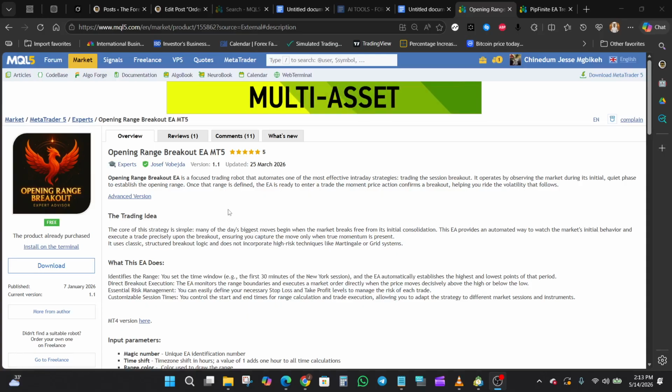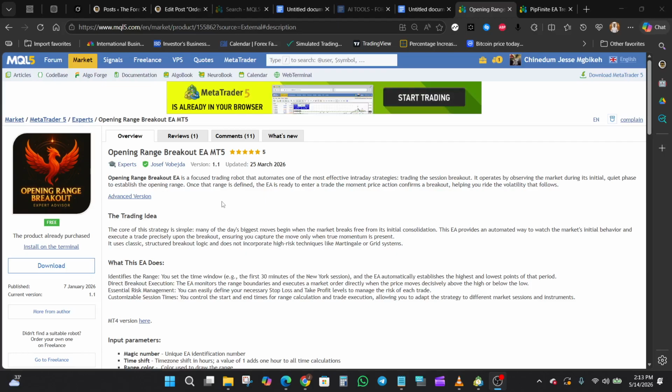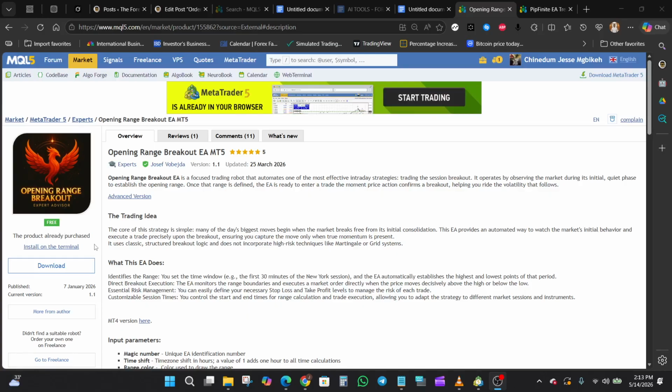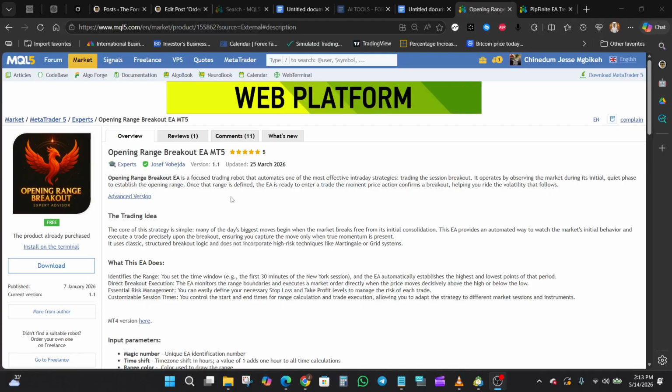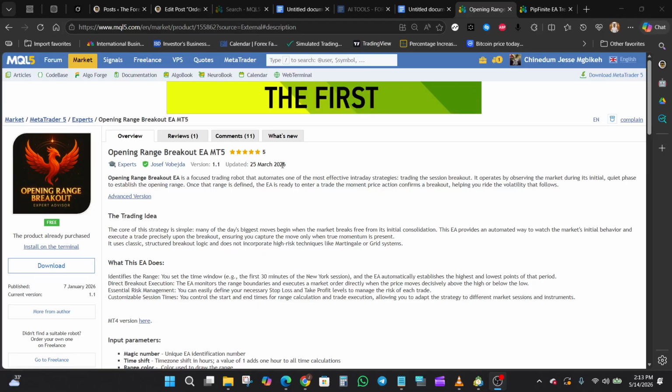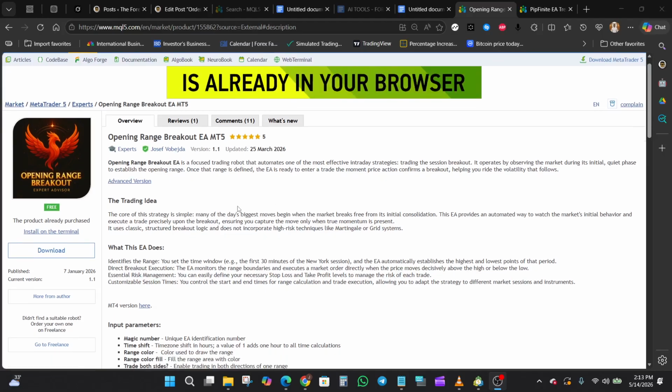So right away, this EA is focused on automating a classic session breakout strategy, specifically the opening range breakout concept. It's currently listed here for free, developed by Joseph Vobejda, and the latest version shown is version 1.1, updated in March 2026.